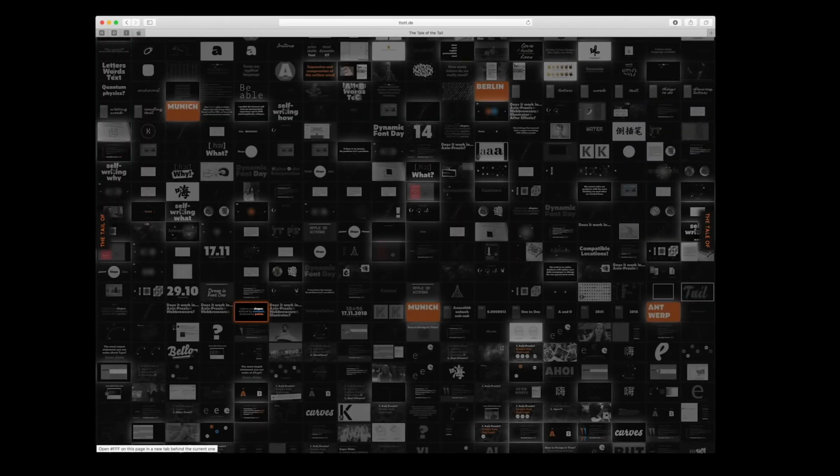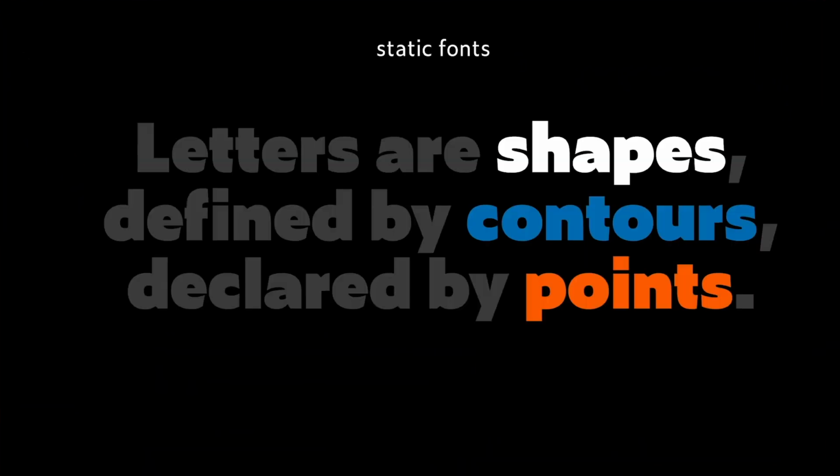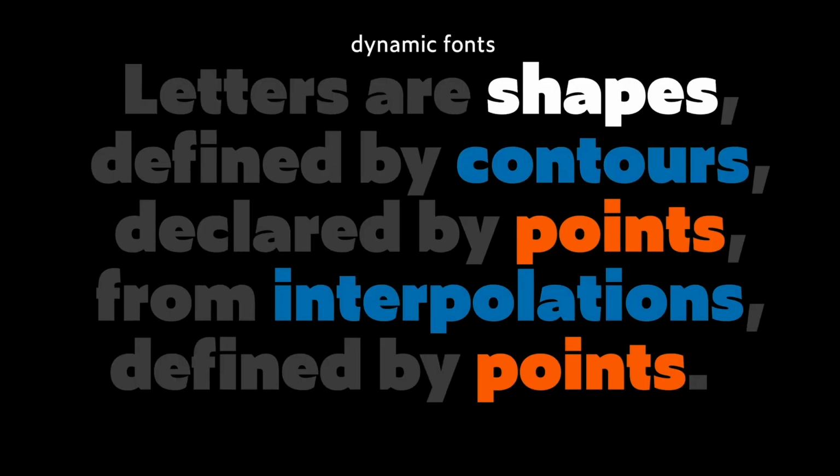In one of these lectures, which you can see here tail on the tail, we once mentioned that letters are actually shapes, and those shapes are defined by contours. The contours are built up of points, and that's for static fonts. But with dynamic fonts, those points are based on interpolations, and those interpolations are again defined by points. That was our perception while designing Y.